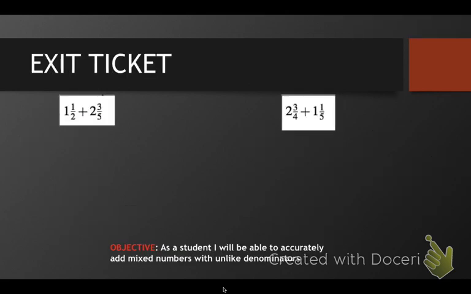It is now time for your exit ticket. You have 1 1/2 plus 2 3/5 and 2 3/4 plus 1 1/2. At the end of this video, I hope that you are able to accurately add mixed numbers and unlike denominators.